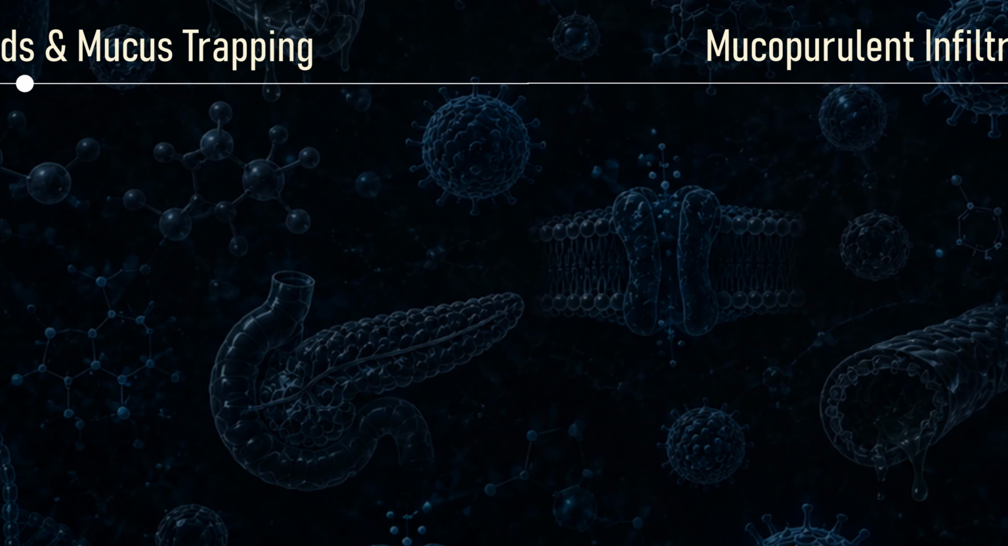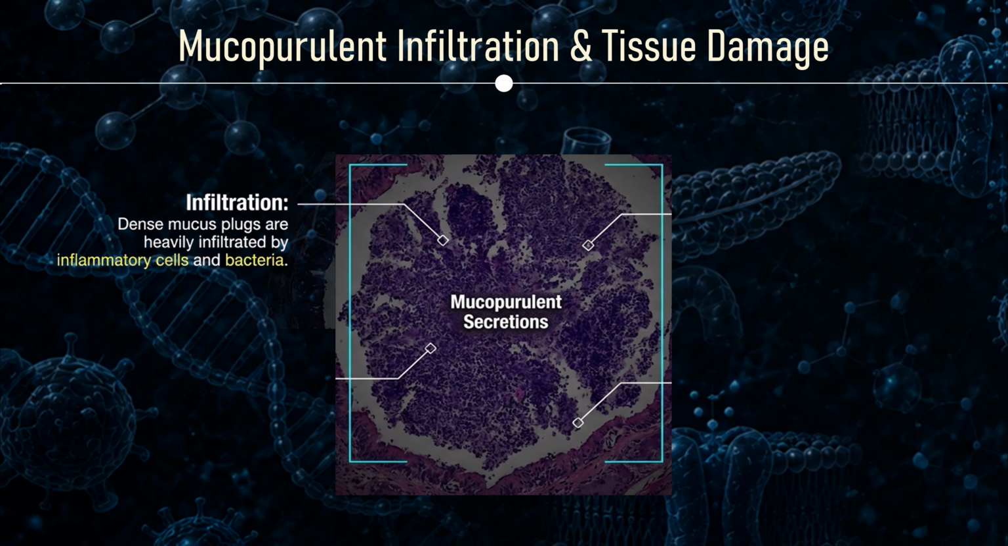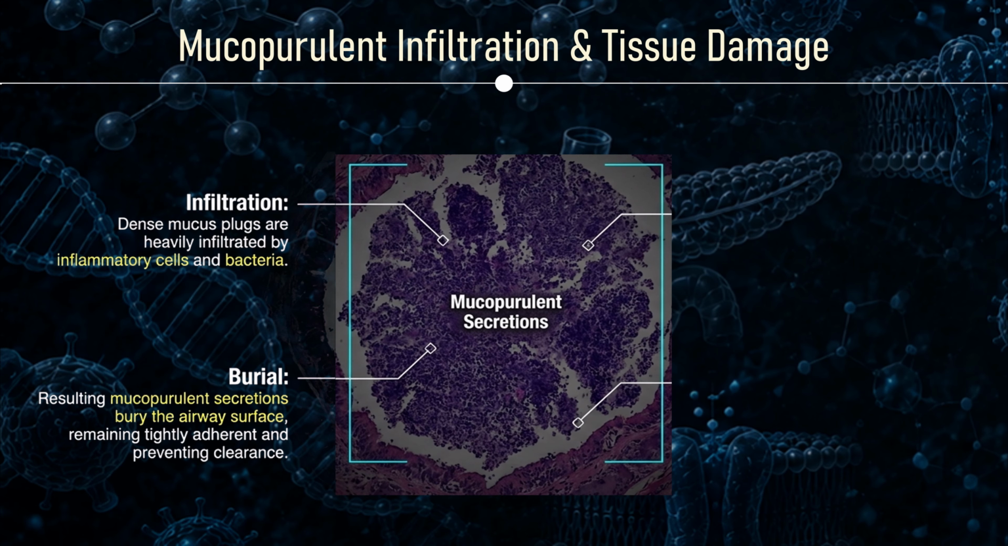These mucus plugs become heavily infiltrated by inflammatory cells and bacteria, producing mucopurulent secretions that cover and essentially bury the airway surface.